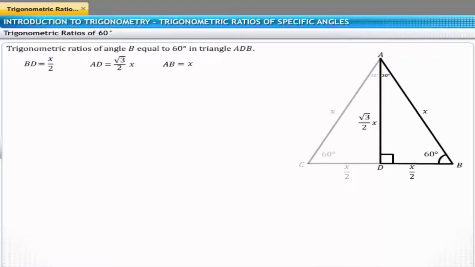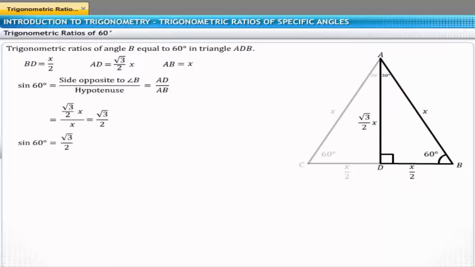Now, let us find trigonometric ratios of angle B equal to 60 degrees in triangle ADB. Sin 60 degrees is equal to the ratio of AD, the side opposite to the angle B, and the hypotenuse AB. Putting in the values of AD and AB, we get sin 60 degrees as √3 by 2.